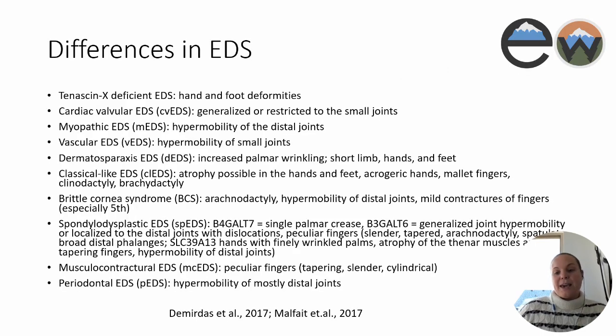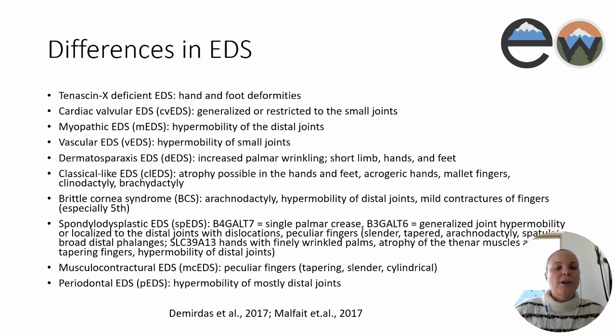But we do know that there's a lot that happens at the hands. Almost every type of EDS has something that's noted about the hands or the small joints. The tenascin-deficient EDS, we see hand and foot deformities. Cardiac-valvular EDS might be generalized hypermobility throughout the body, or we can also see it just restricted to the small joints, so hands are involved in that. The myopathic EDS also might have hypermobility of the distal joints, which means the hands and the fingers. Vascular EDS, again, also hypermobility of the small joints, which would mean the hands and even down into the feet and toes.